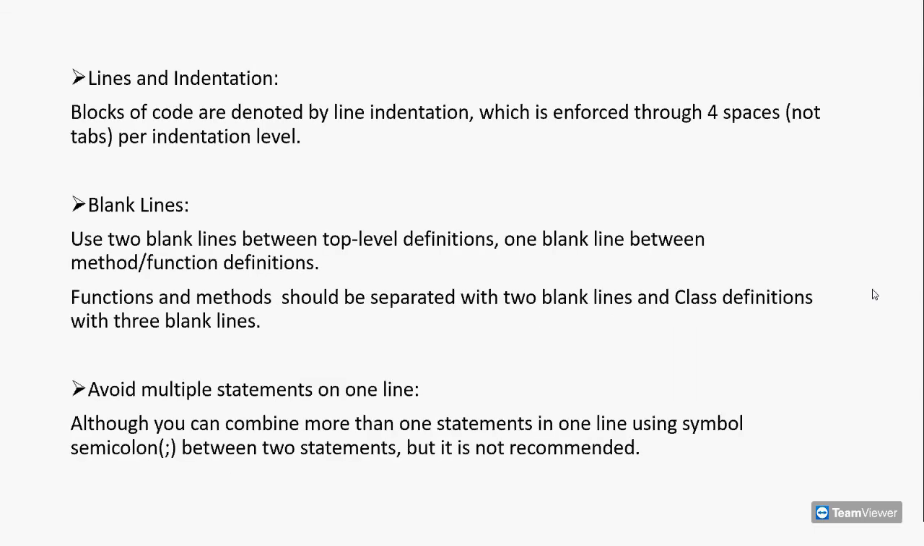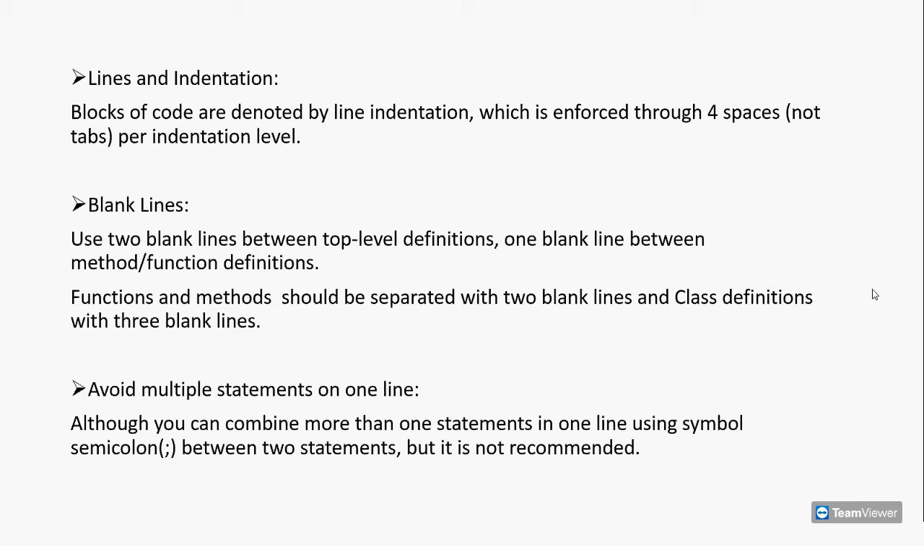The next point is lines and indentation. Blocks of code are denoted by line indentation, which is enforced through 4 spaces, not tabs, per indentation level. We already know about the indentation and its use to denote different blocks of code, and that is enforced through a total of 4 spaces per indentation level.